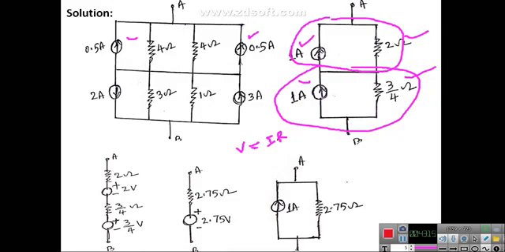So this is the above part of this network. Okay, similarly, 1 into 3 by 4, so 3 by 4 volts. Polarity is plus, minus, and the same resistance will be connected in series. So you are converting these two current sources in parallel with resistances into voltage sources in series with the resistances. Once you know these two voltage sources are in series, these two can be replaced by a single voltage source.